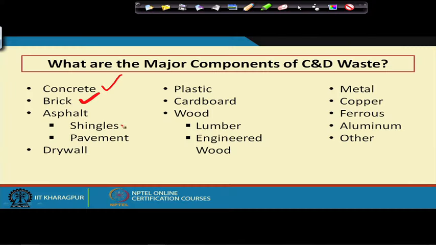So there you will see those black color tiles, and those black color tiles are asphalt, called asphalt shingles. So that's what asphalt shingles are all about. And we also use asphalt in pavement. That is very common throughout the world.